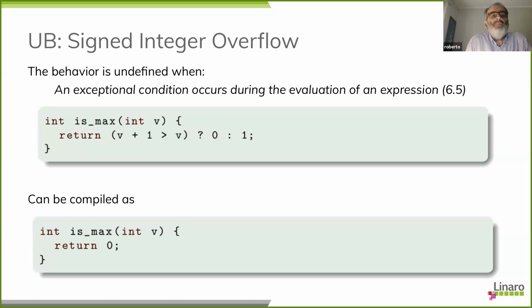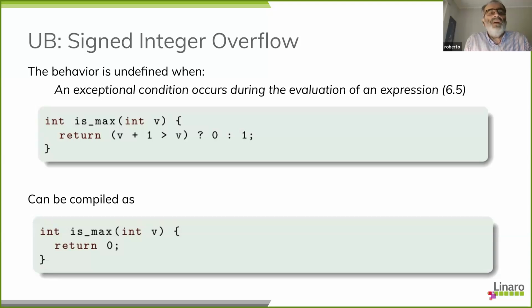In this example, we see another kind of undefined behavior, which is when an exceptional condition occurs during the evaluation of an expression. There are several exceptional conditions. One of those is when there is an overflow in integer arithmetic. Here, the programmer, who is probably reasoning like you would reason in assembly code, is coding a function to decide whether a value of type int is the maximum value that's represented in the type or not.